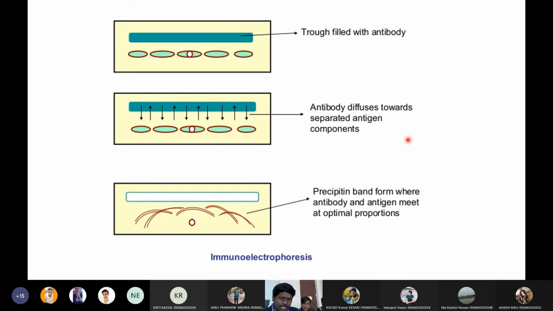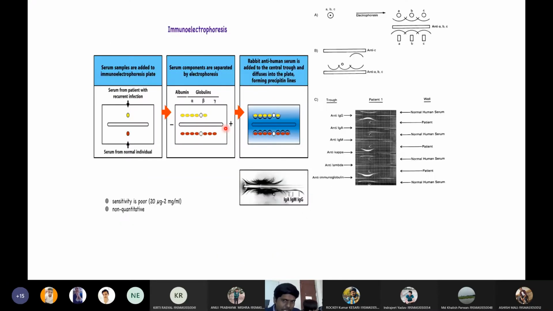Then we have immunoelectrophoresis. Here we apply an electric field, so it is electroimmunodiffusion. In electroimmunodiffusion, we have three types. What are the three types of electroimmunodiffusion? Tell me, students. We have counter immunoelectrophoresis, rocket electrophoresis, and two-dimensional electrophoresis.